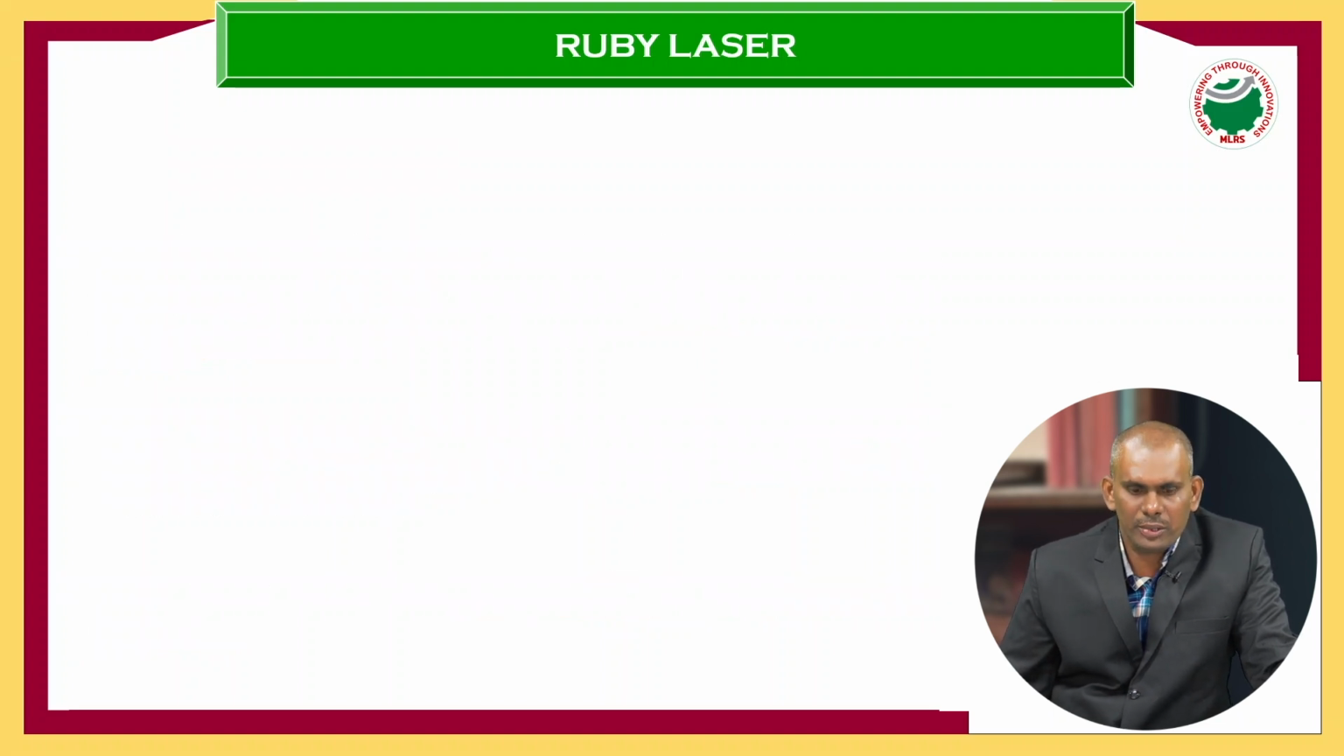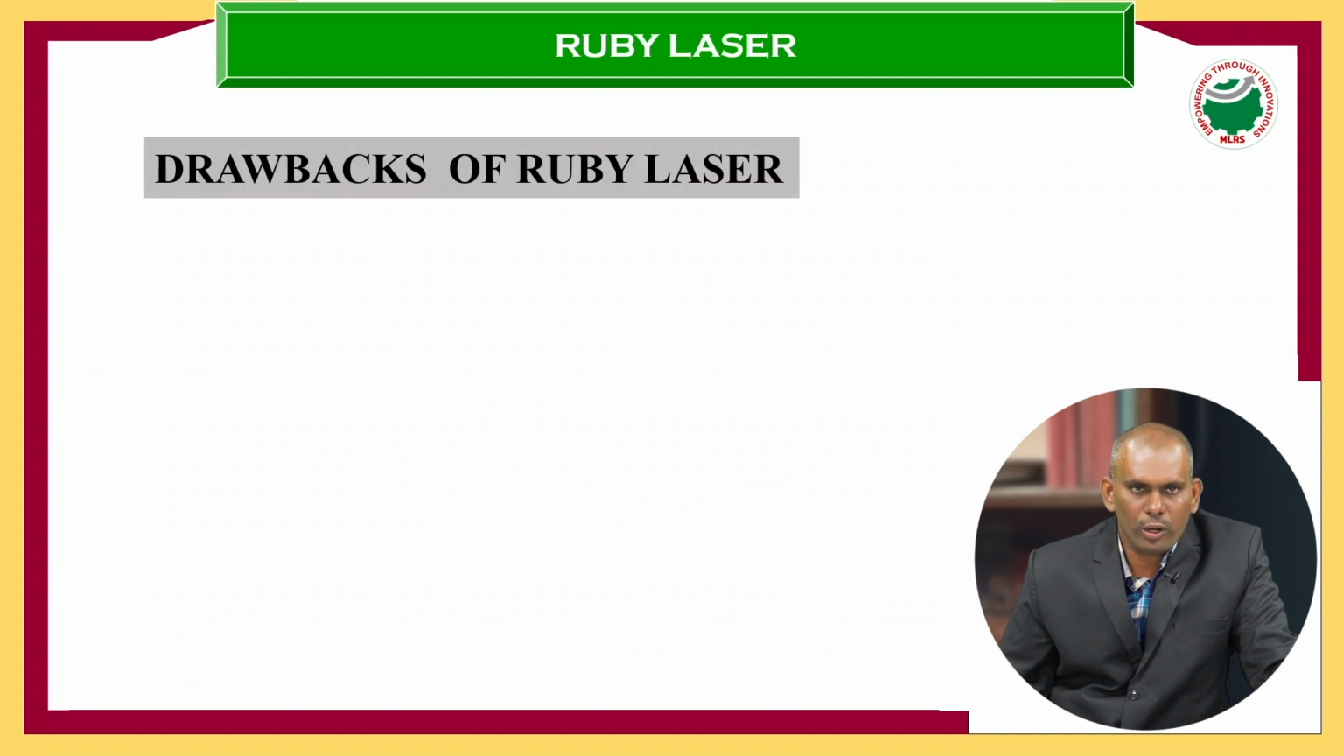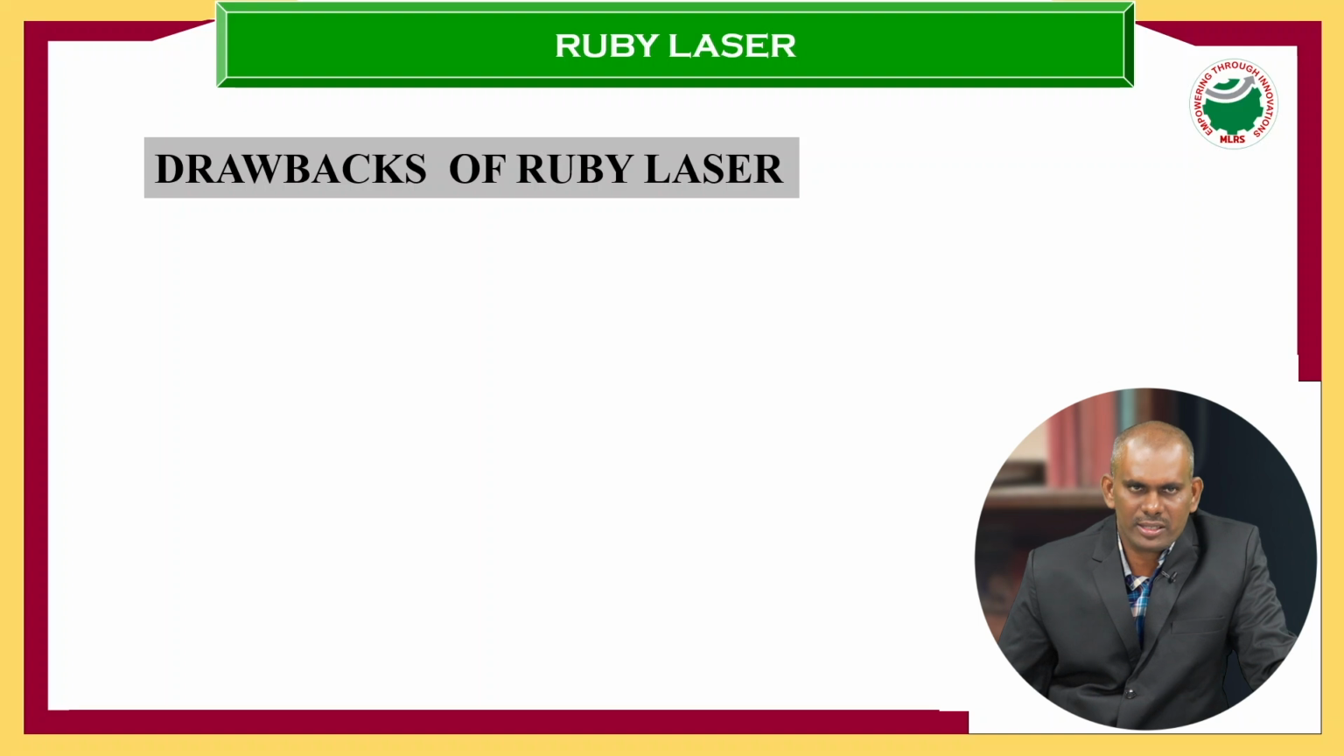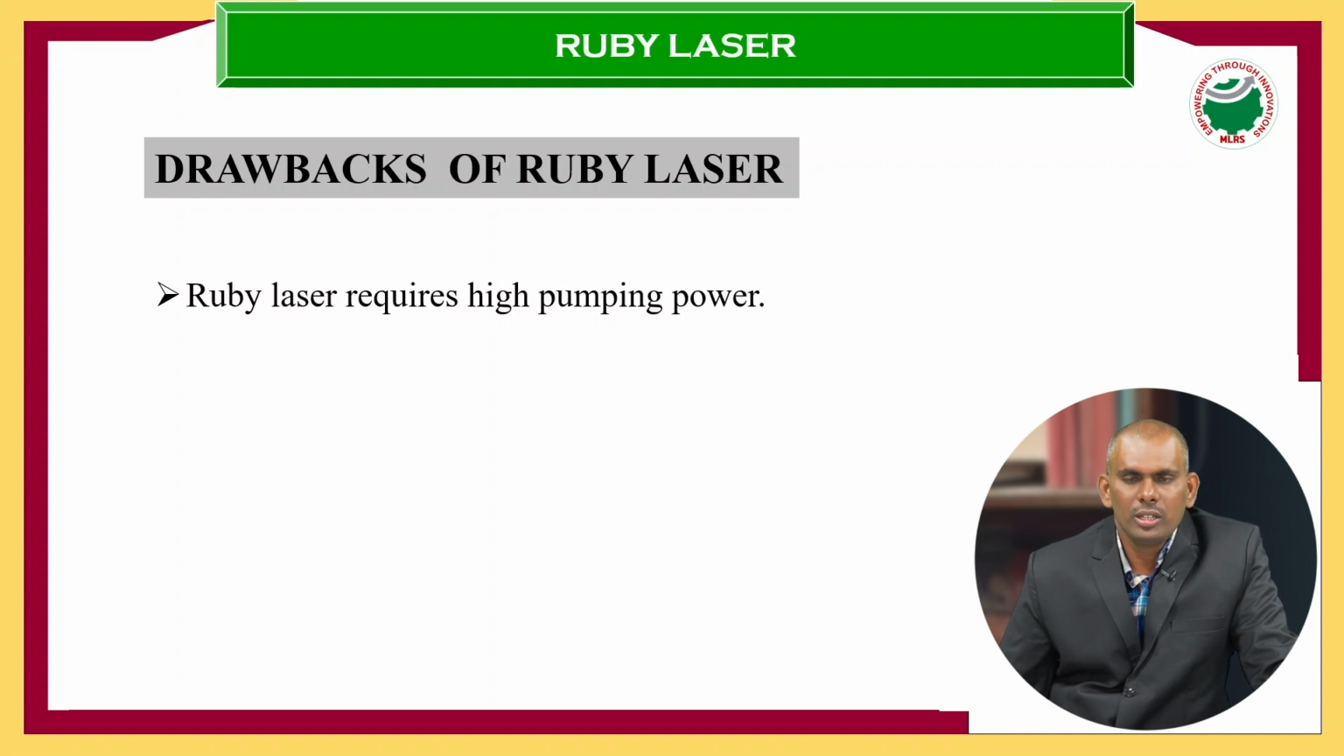Next to the applications, now let us come to the drawbacks. What are the drawbacks of the ruby laser? Because the ruby laser is the first experimentally constructed laser system, it has some drawbacks also. Later on, many people worked on the construction of laser systems and developed many advanced laser systems also. So now coming to the drawbacks of our ruby laser.